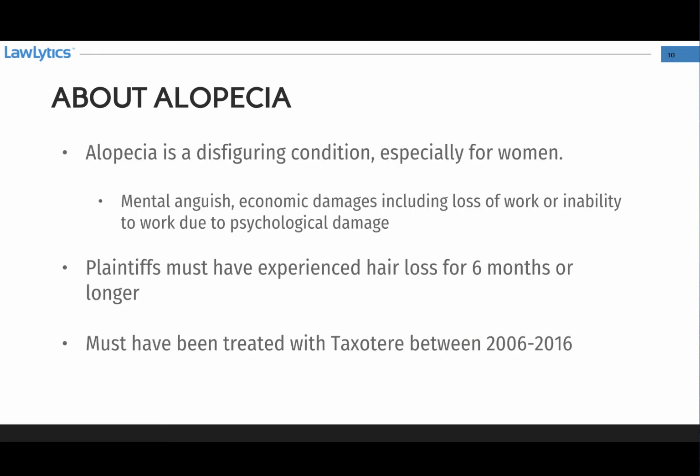Now, this is a really devastating condition, especially for women. Women suffer a lot of mental anguish as well as economic damages from losing all of their hair, and it includes loss of the work or inability to work due to significant psychological damage. To be eligible in one of these cases, a plaintiff must have experienced hair loss for at least 6 months or longer and must have been treated with Taxotere between 2006 and 2016, so it's about a 10-year period.